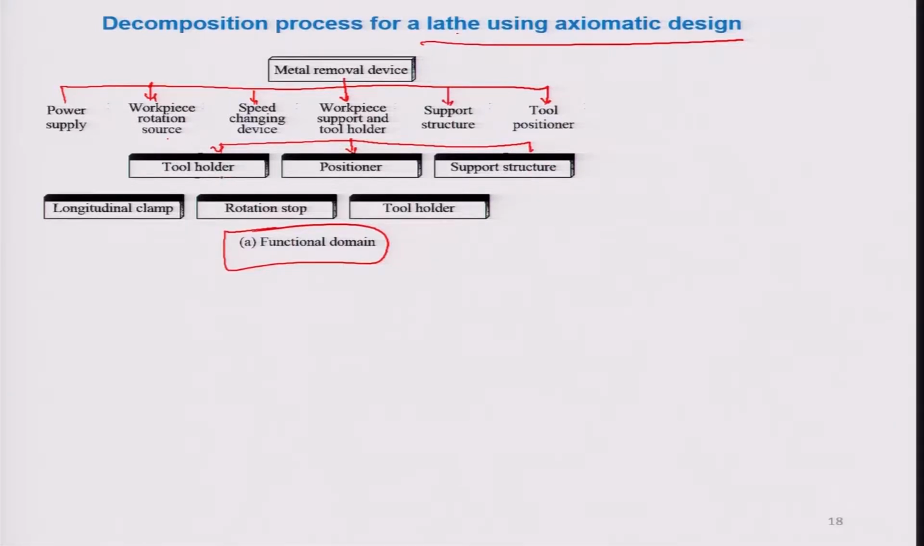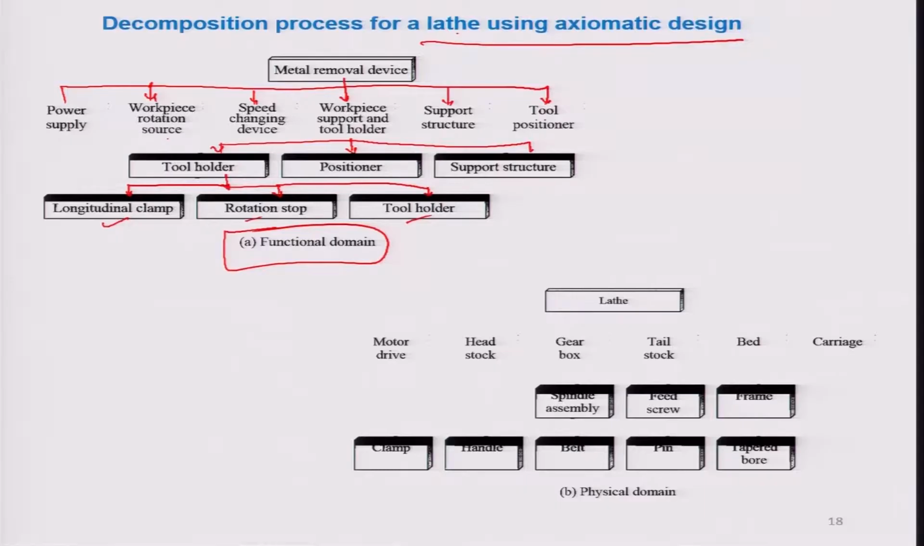Again you can divide your tool holder into sub functions. So tool holder may be longitudinal clamp, rotational stop and tool holder. So in this way you can divide your functional requirements.